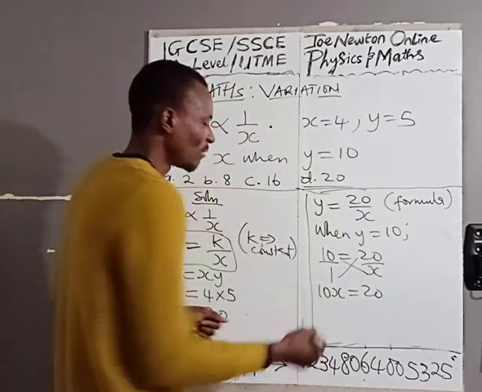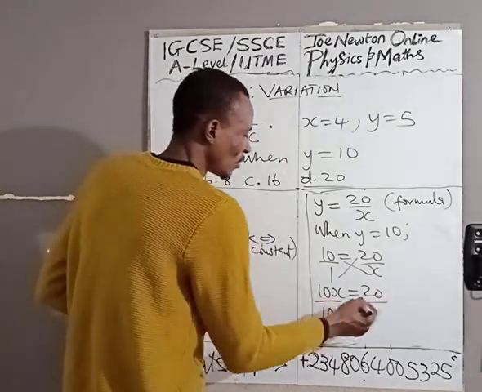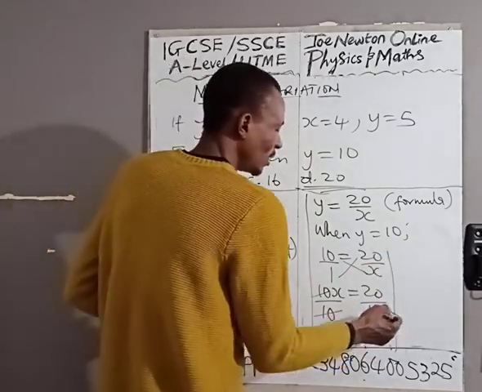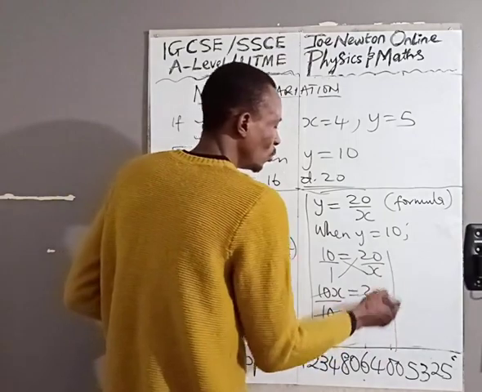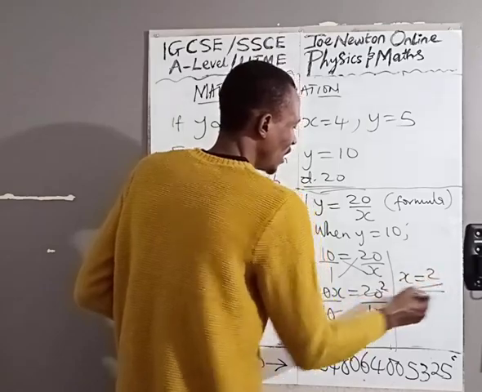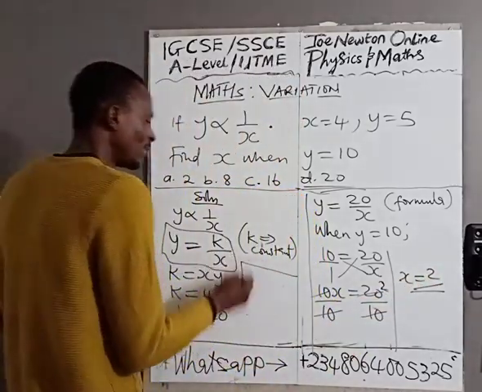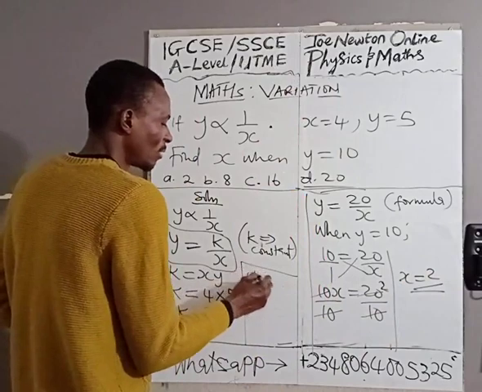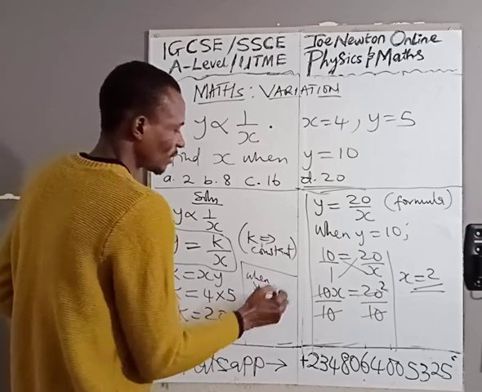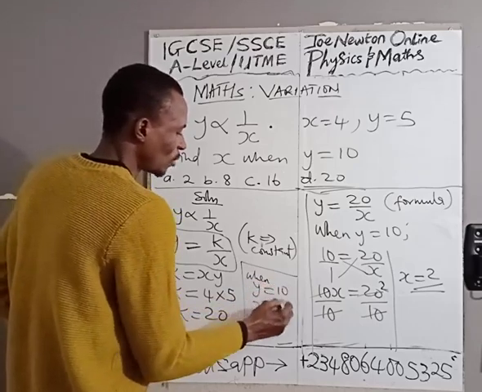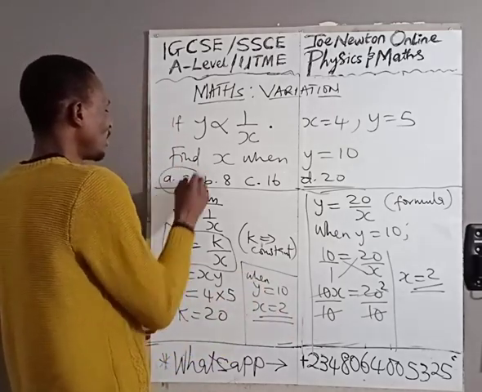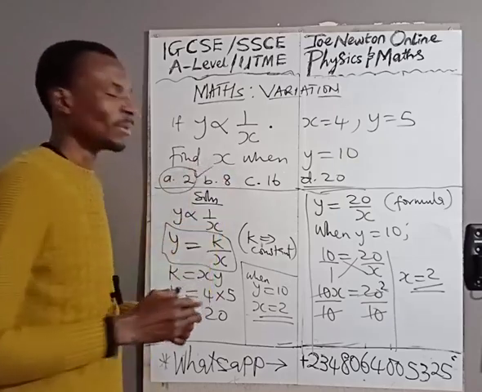To find my value of x, I divide both sides by the coefficient of x, which is 10. So this can cancel, remaining x alone. Then 10 divides 20, we get 2. So our x is equal to 2. Therefore, when y is equal to 10, our x is equal to 2. Go to the options. The answer is option A. This is the answer. Option A.